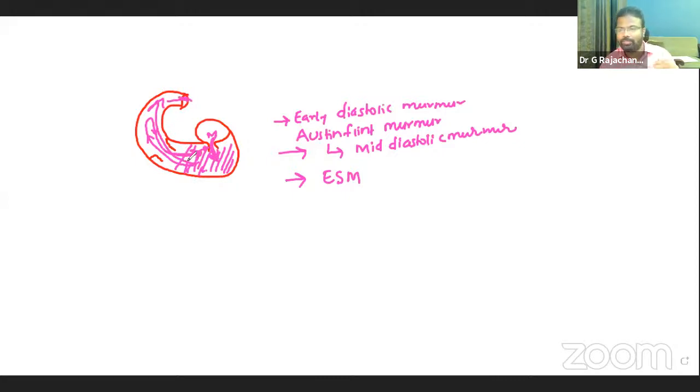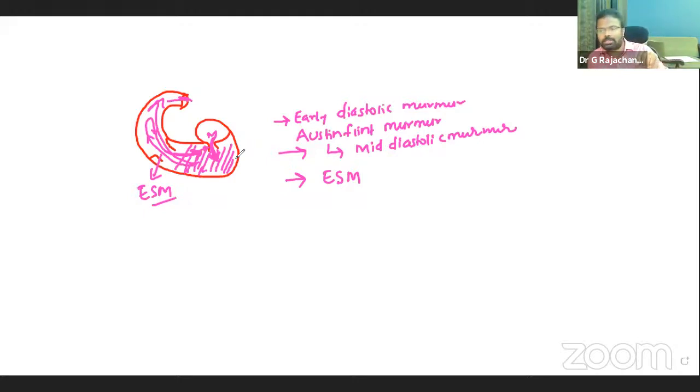When there is so much of stroke volume, a turbulence is felt and this causes an ejection systolic murmur. That's why when you turn the textbooks, particularly aortic regurgitation, you will find 3 murmurs. One is an early diastolic murmur. Second one is the Austin Flint murmur or a mid diastolic murmur. Third one is an ejection systolic murmur. So there are 3 possibilities.